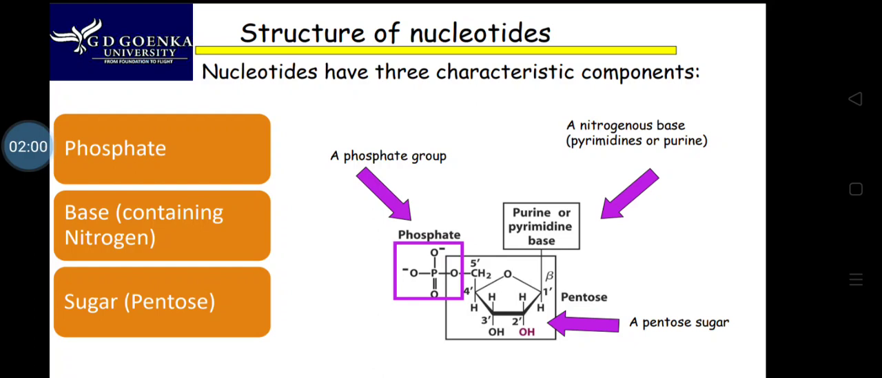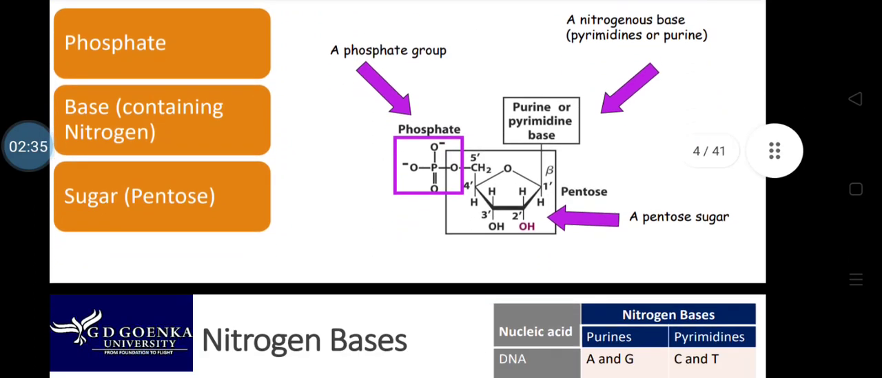So you can see the pentose sugar, which has 5 carbons, and at the first carbon of the pentose sugar the nitrogenous base is usually attached with a glycosidic bond, and there is the phosphate group which is attached to the fifth carbon of the sugar by an ester bond. And in the nitrogenous base, basically there are two types, purine and pyrimidine.